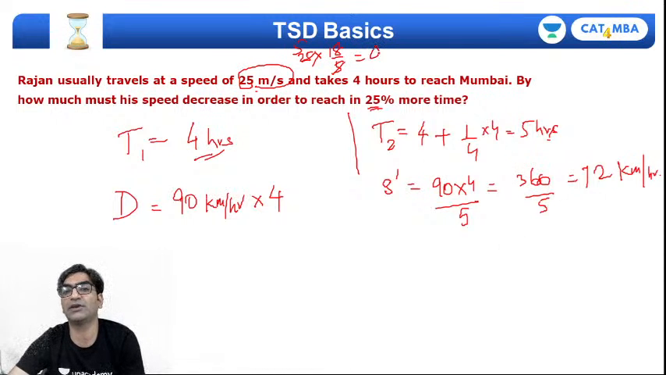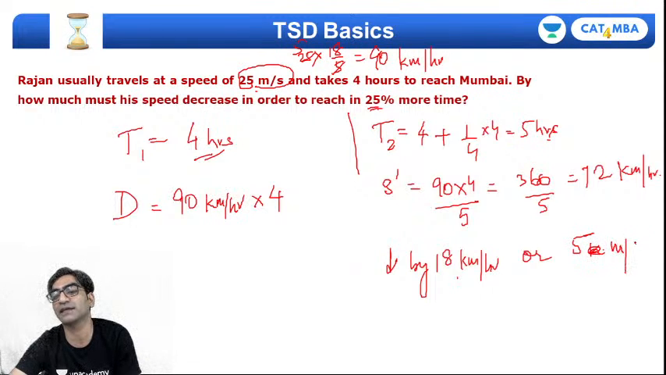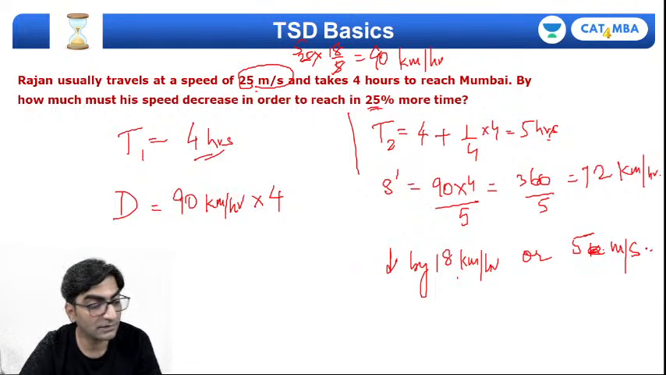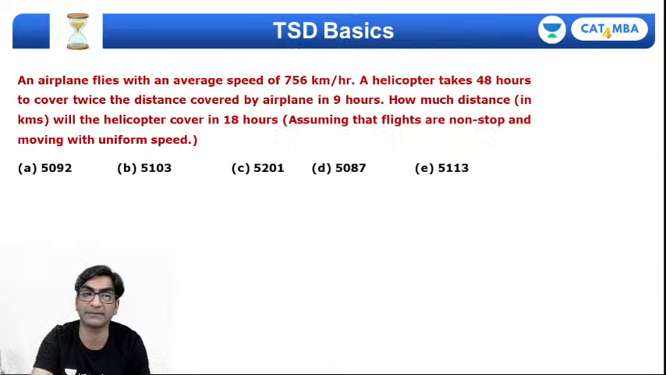From 90 kilometers per hour, if he wants to travel at 72 kilometers per hour, it will decrease the speed by 18 kilometers per hour, or if this was in meters per second, that would be 18 into 5 by 18, that's 5 meters per second, right? So the change in speed can either be this or this, whether in kilometers per hour or meters per second.